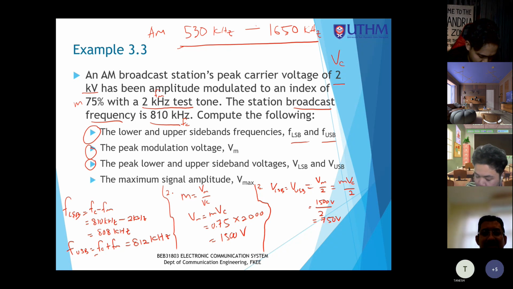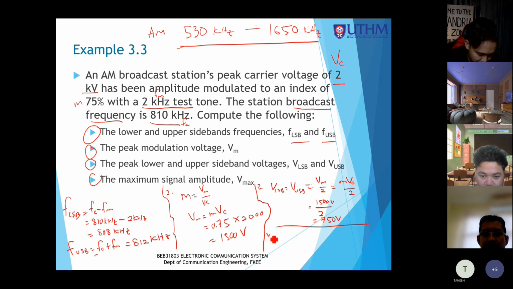And then what? The maximum signal amplitude, Vmax. So Vmax, okay, Vmax sama dengan VM plus VC sama dengan 1500 tambahkan dengan 2000. So ini bersamaan dengan 3500 volt. Okay, 3500 volt.